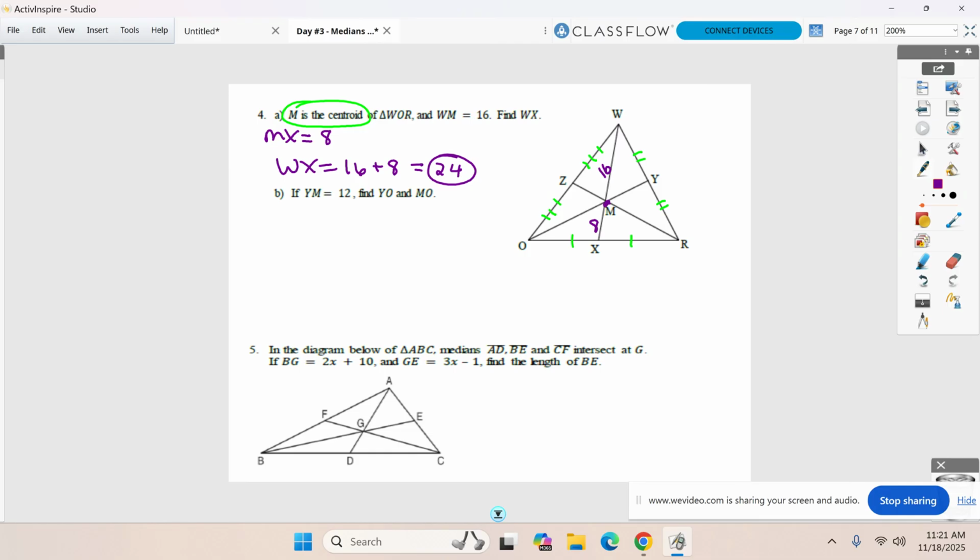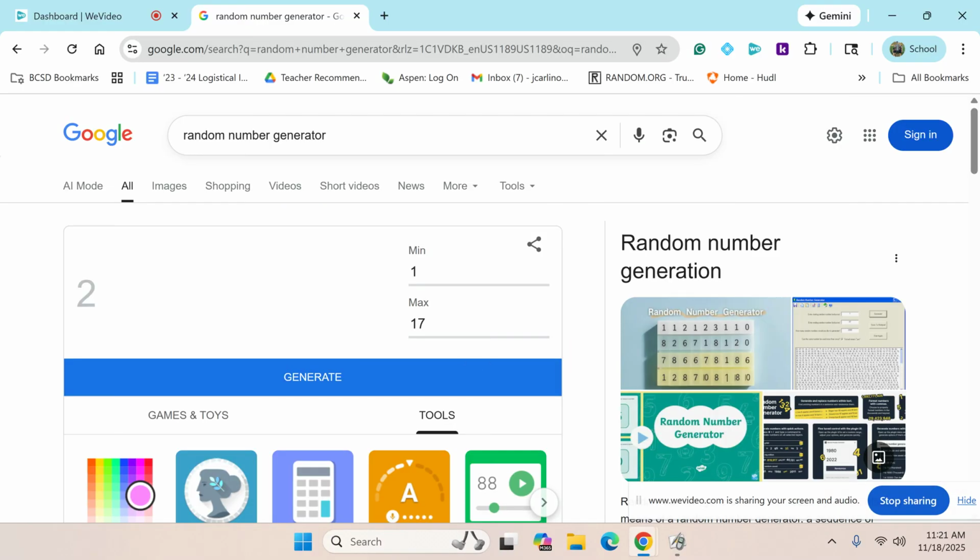Questions? Everyone see the 2 to 1 now working? Oh, you haven't seen anything yet. Next one, YM now. YM, length of 12. I want you to find YO and MO. Well, we ain't getting YO until we get MO, so I'll start with MO. And YM is 12. How about OM?